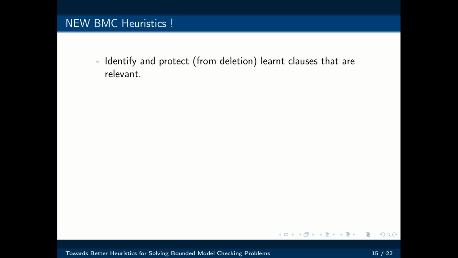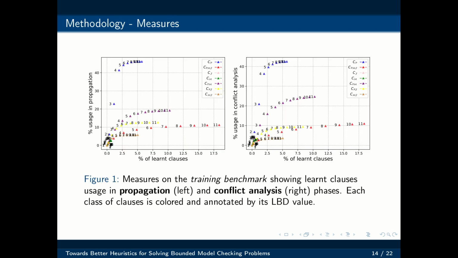From this study, we present our idea of improving the resolution of SAT-based bounded model checking problems, and it consists in the identification and the protection of learned clauses that seem to be relevant. As you have seen in the previous figure, CP clauses appear to be interesting for the solver, with a usage rate that goes up to 42%, with a low rate of involved clauses that goes a little bit more than 5%.